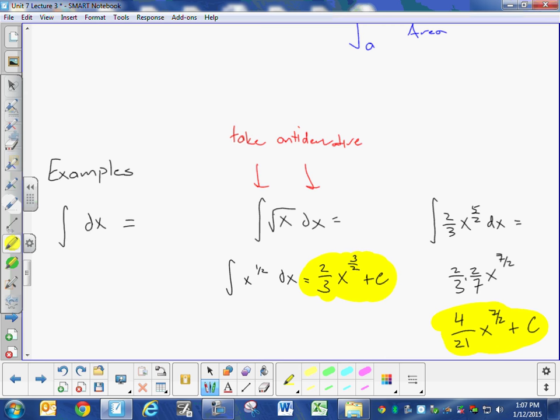Questions about those two? Add 1, multiply by the reciprocal. What is the answer to the first one on the left? x plus C is correct. Good. There's a 1 hiding there that's being multiplied by dx.